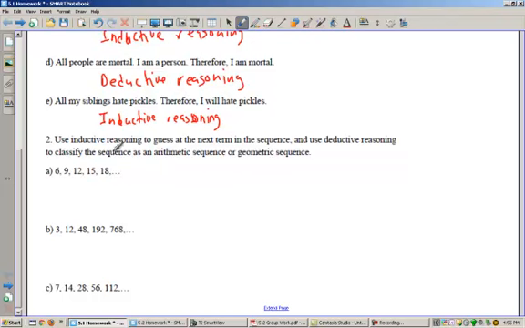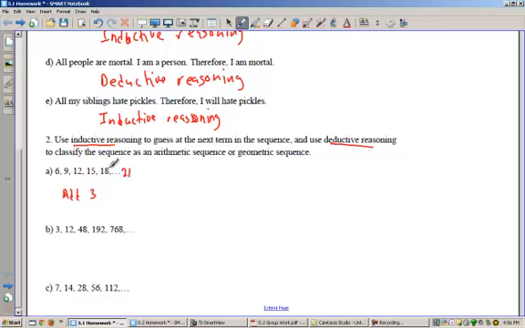So in number 2, we use inductive reasoning to guess at the next term of the sequence, and then use deductive reasoning to deduce what kind of sequence it is, an arithmetic sequence or geometric sequence. So I look at the first terms, so I have 6, 9, 12, 15, and 18. And what I notice is that if I add 3 to 6, I get 9, add 3 to 9, I get 12, plus 3 is 15, plus 3 is 18. So the next term, I'm just adding 3. So the next term would be 21.